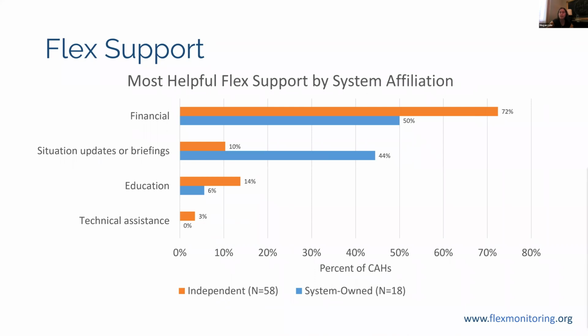For those that selected more than one type of support from that previous question, we then asked them which was the most helpful of those different types of support. And so this shows, they could only select one in this case. And so here you see that the independent hospitals more often said financial, which I think, at least to us, makes a lot of sense, right?